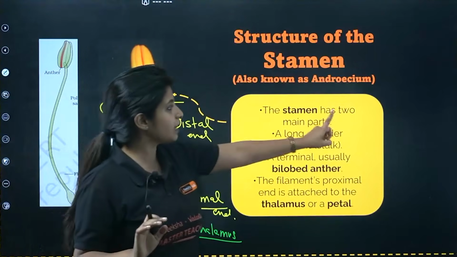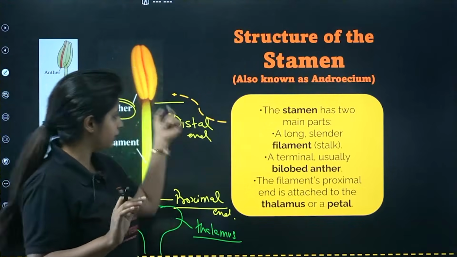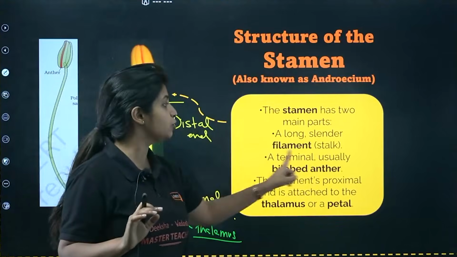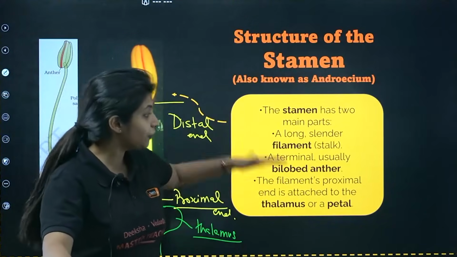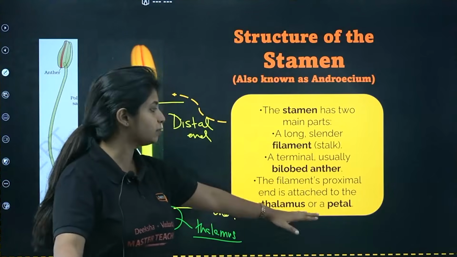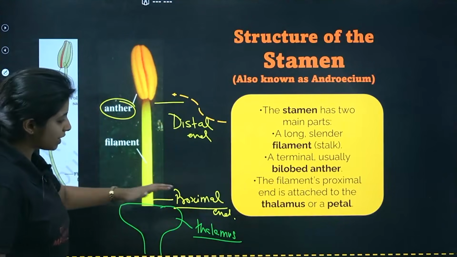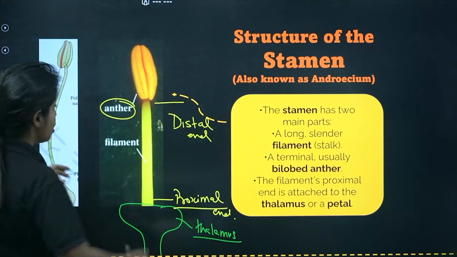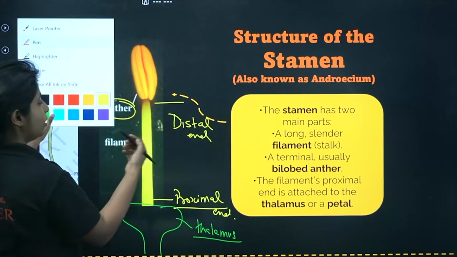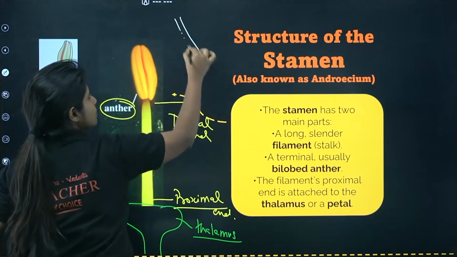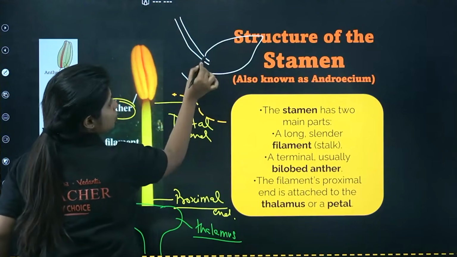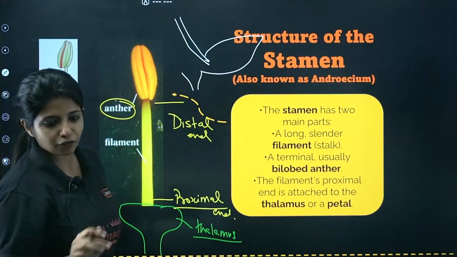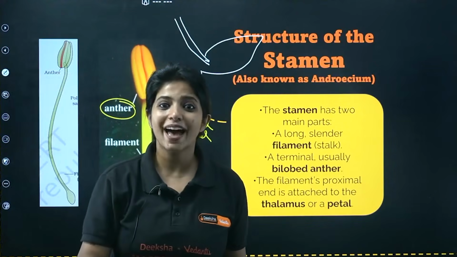Cool. So stamen has two parts: a long slender filament, that is this, and a terminal, usually bilobed anther. What do you mean by bilobed? I'll come to that. The filament's proximal end is attached to the thalamus, or basically a petal. So sometimes it can be attached to the thalamus like this, or in some cases, I know it looks very weird, it can be attached to a petal as well.